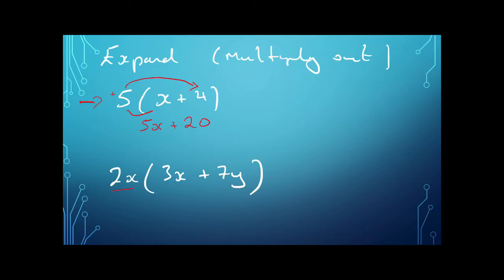This next one here, 2x times 3x. 2 times 3 is 6, x times x is x squared, and it's positive 2x times positive 7y, which is 14xy.